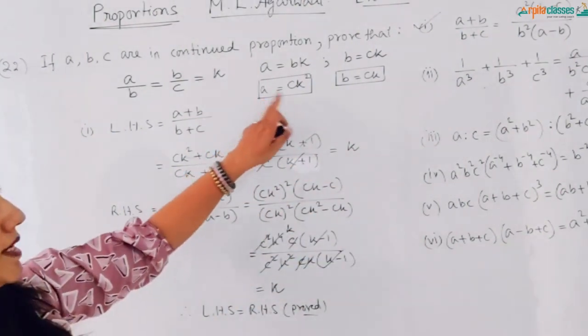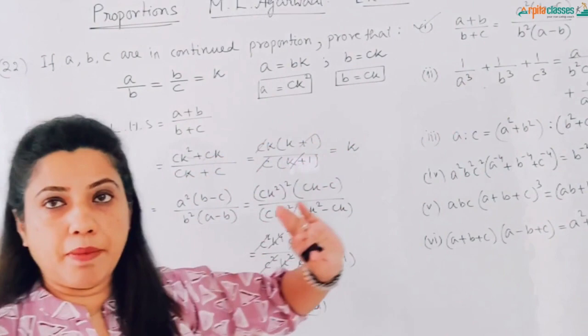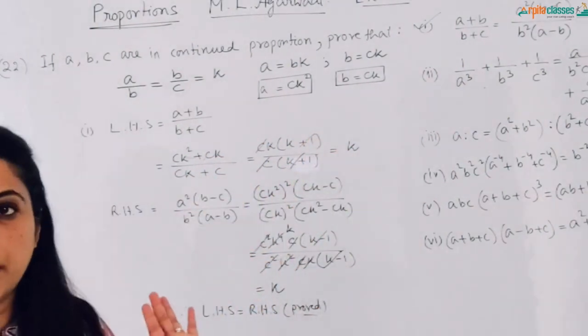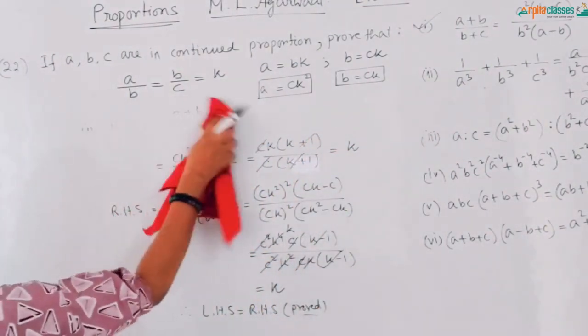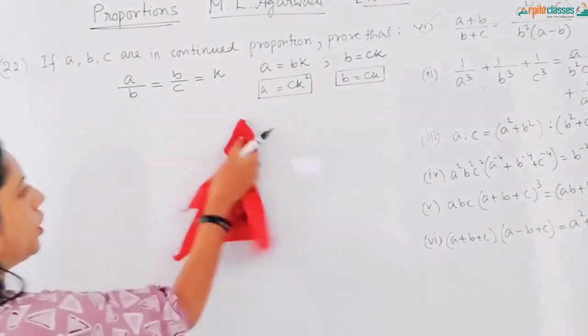We got the value of A as CK square and B as CK, and those values we have to put in place of A and B, and take common and see how it is coming. Okay, so let us solve the next question also, question number 2.